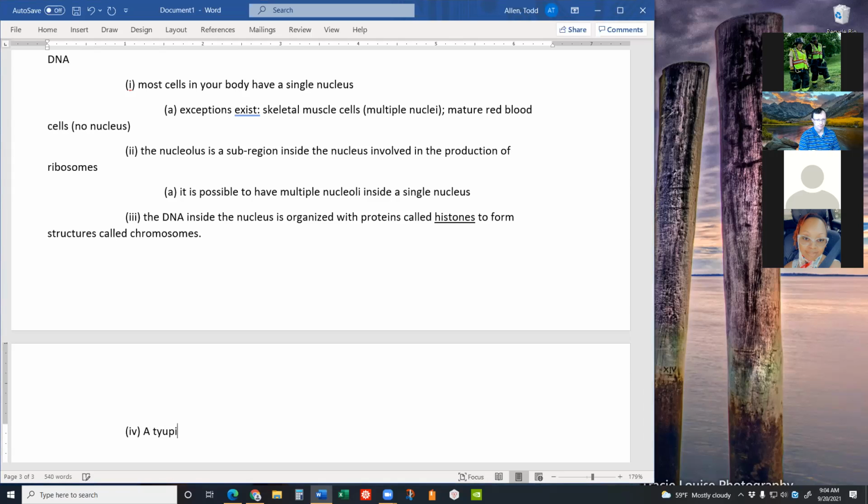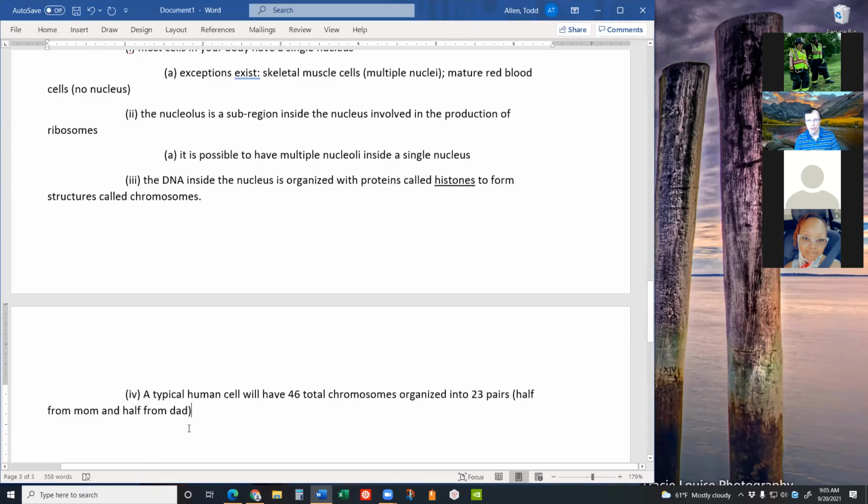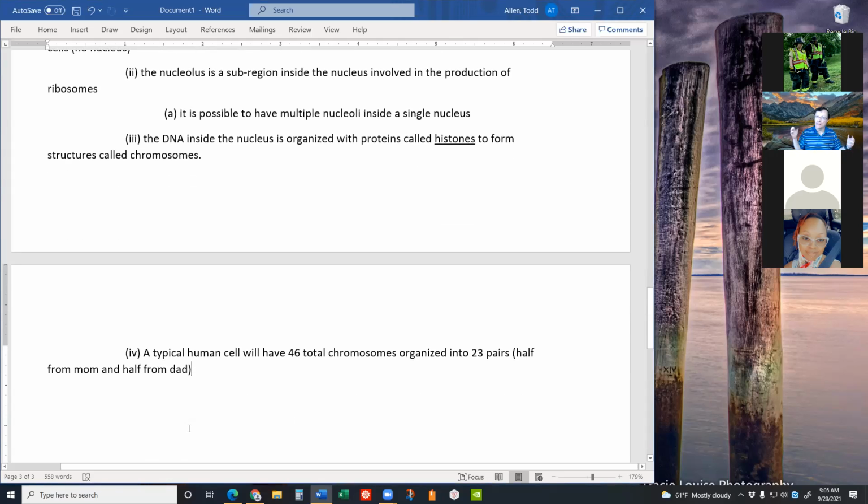A typical human cell will have 46 total chromosomes organized into 23 pairs, half from mom and half from dad. So we really are a hybrid. We are a mosaicism of our genetic material from mom and dad. And there's other things that need to be considered there as well for another time.